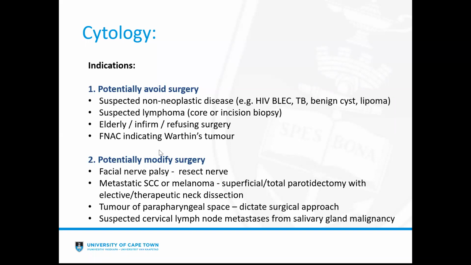The second scenario is where an FNA may potentially modify your surgery. This is maybe appropriate in cases of facial nerve fallout, where confirmatory evidence of malignancy will support a decision to resect the non-functioning nerve. However, this may be better achieved by a core needle biopsy or frozen section at the time of surgery. In cases of suspected metastatic cutaneous squamous cell carcinoma or melanoma, confirmatory cytology would assist with making a decision to perform a parotidectomy with neck dissection.